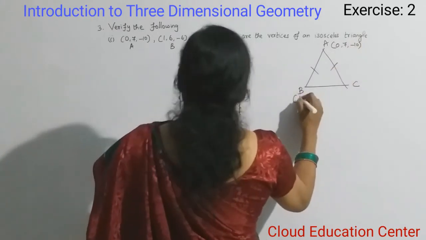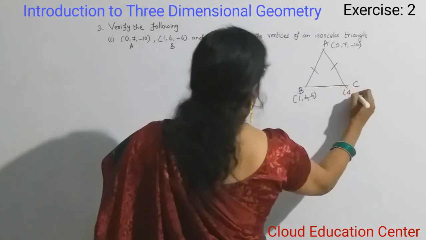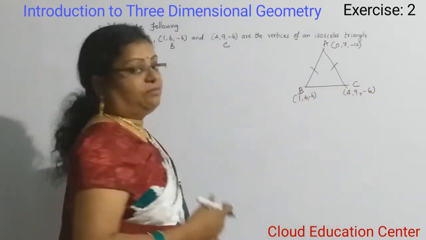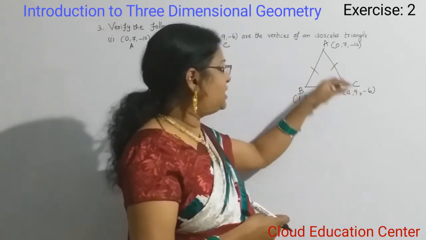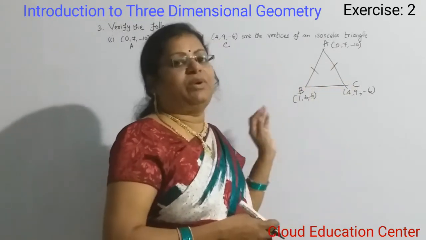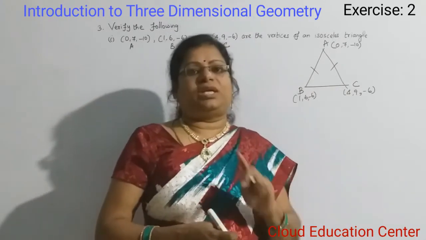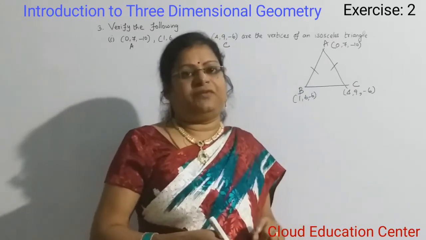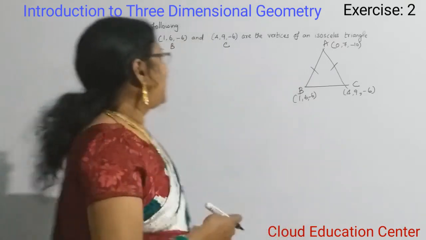And B is nothing but 1, 6, minus 6, and C is 4, 9, minus 6. But here, we don't know exactly which sides are equal: AB equal to AC, or AC equal to BC. We have to find it out. So what we have to prove is that any two sides should be equal, that means the distance between any two vertices is equal. If it is equal, we can say it is an isosceles triangle. We'll do it, students.